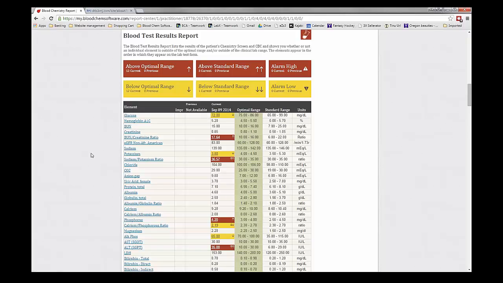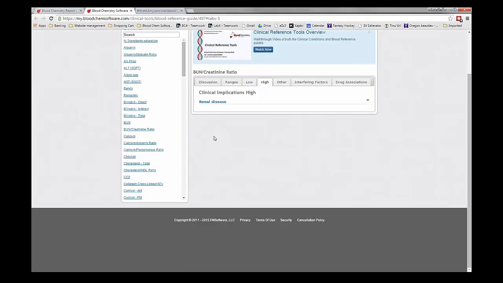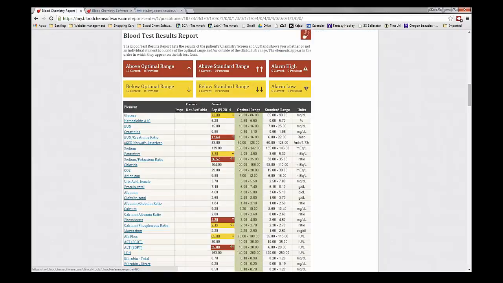BUN creatinine ratio is a little bit high. Let's say we wanted to know a little bit more about what a high BUN creatinine ratio is, so we click this. That's why I love the software. It tells us about what's happening. So renal disease is the finding here, but we're not really seeing that because the BUN and the creatinine themselves are within normal range. We have low potassium and we have a high sodium-potassium ratio.